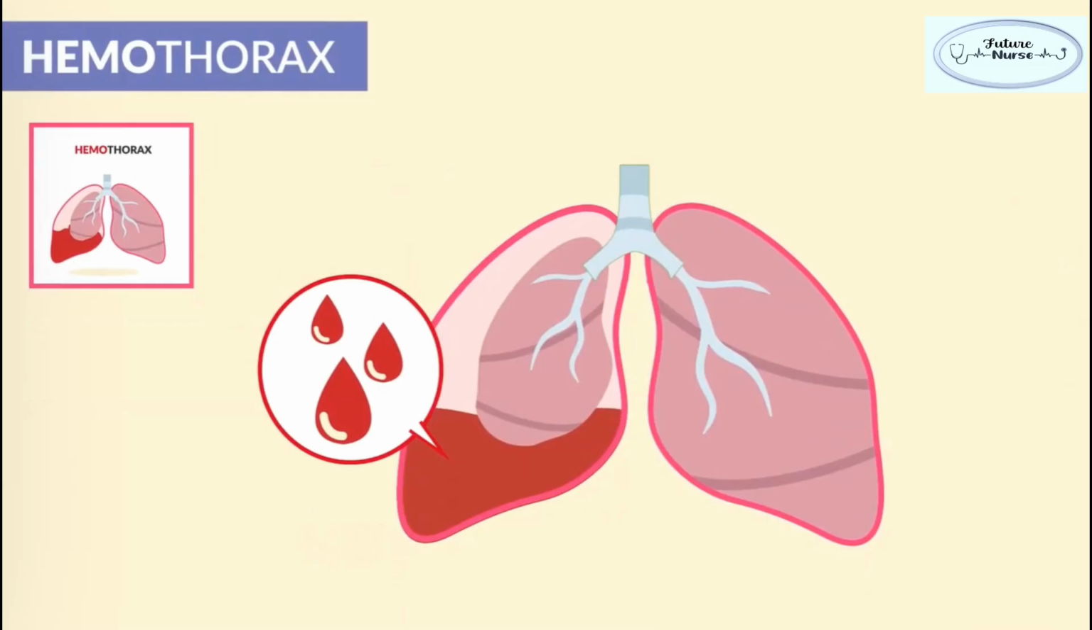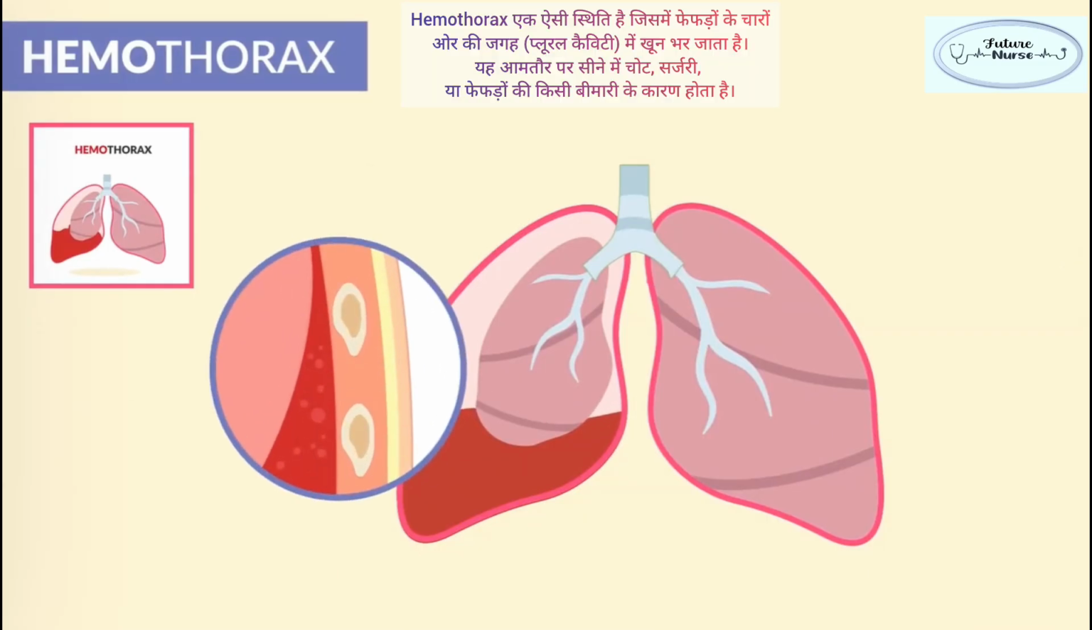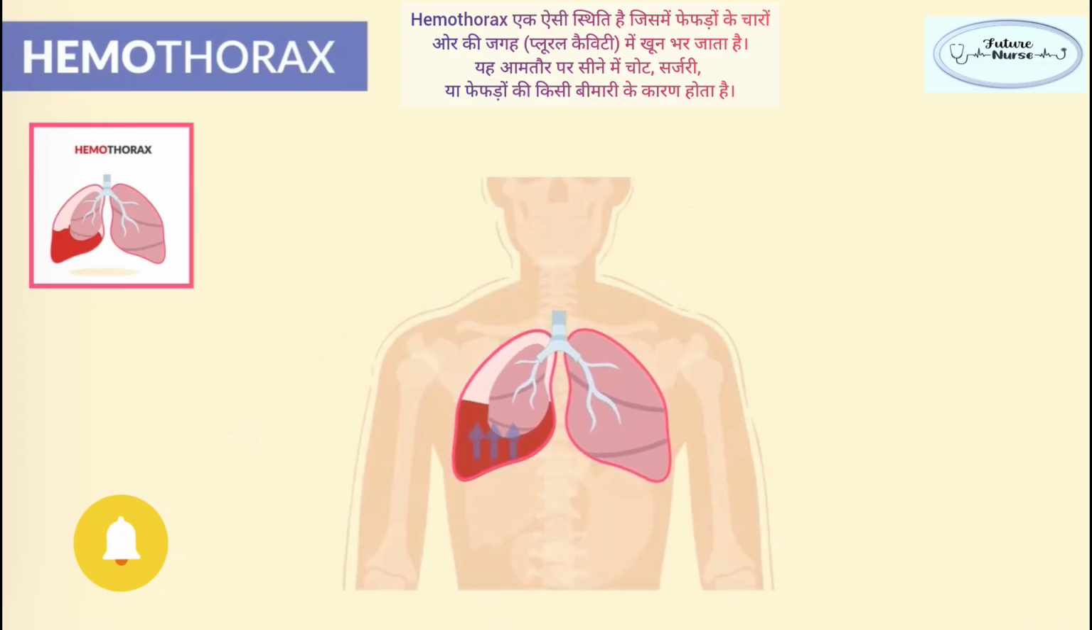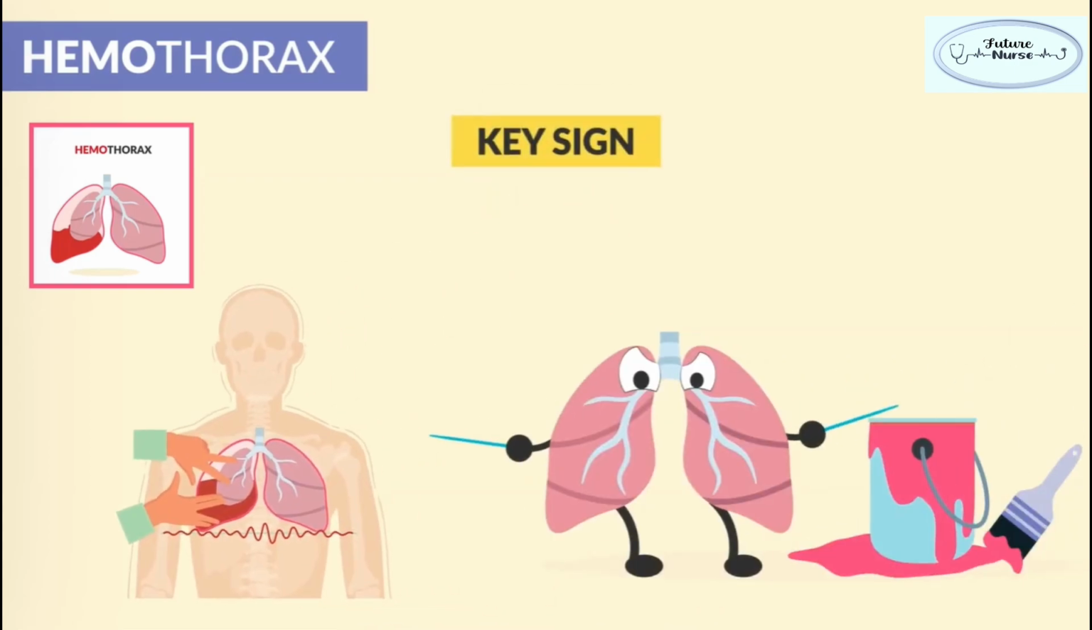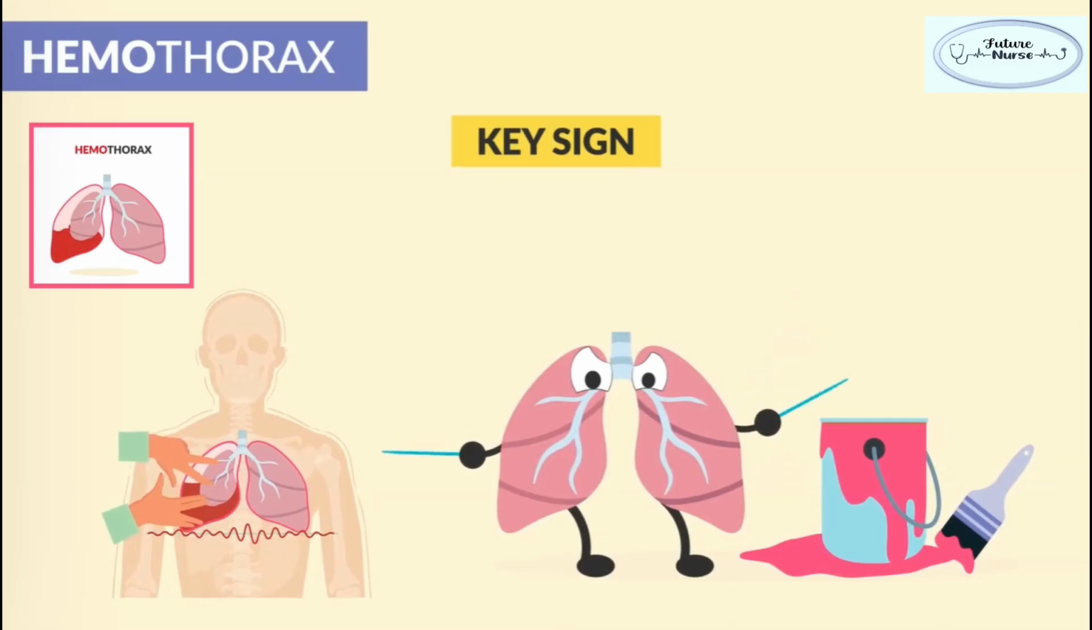Blood collects in the pleural space, which is that space between the lung itself and the chest wall here, resulting in the lung collapsing in on itself from all the pressure buildup from the blood. Now, the key sign is dull resonance upon percussion, like tapping a paint can or a jug of water.